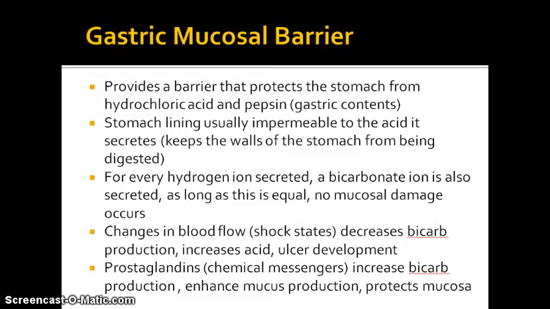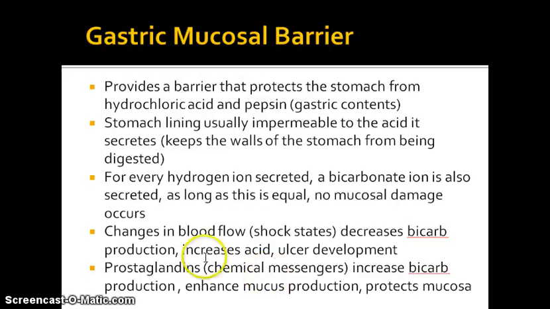Changes in blood flow are also going to put us in trouble. So if we have a decrease in bicarb production because of a change of blood flow, that is going to cause an increase in acid. And then that acid can't balance out with the mucosal layer, and it's going to get against our tissue walls, and this can lead to ulcers or erosions to develop.